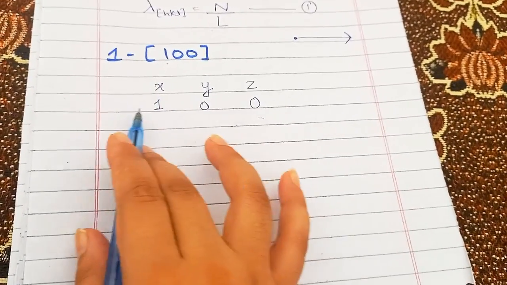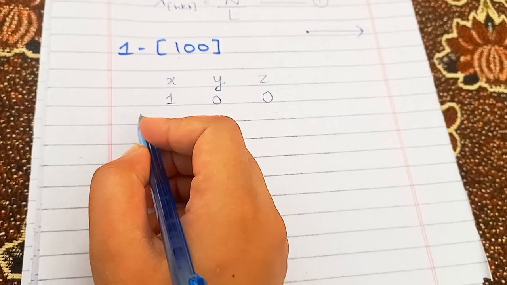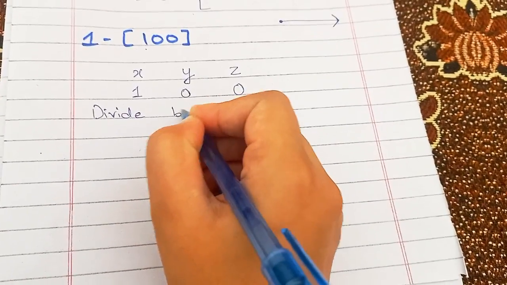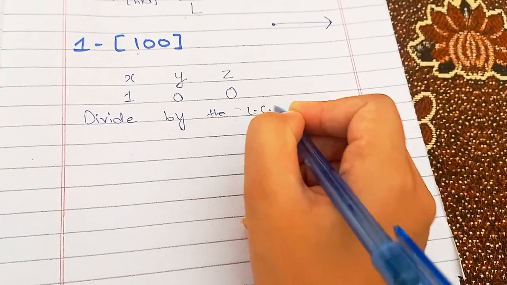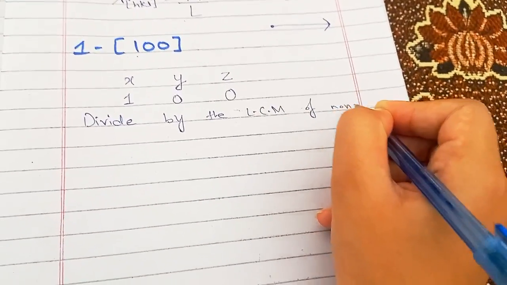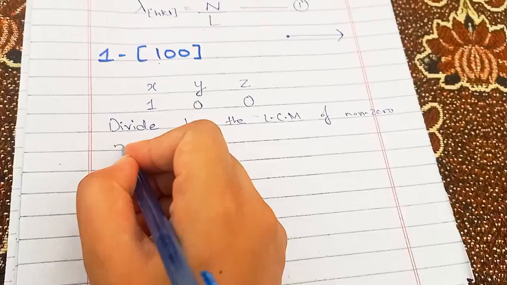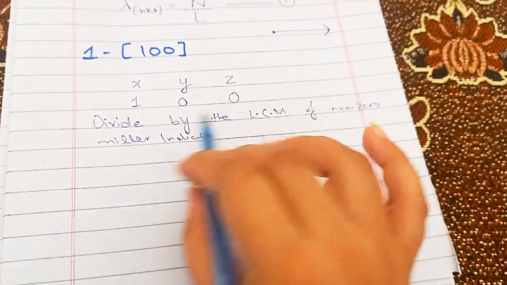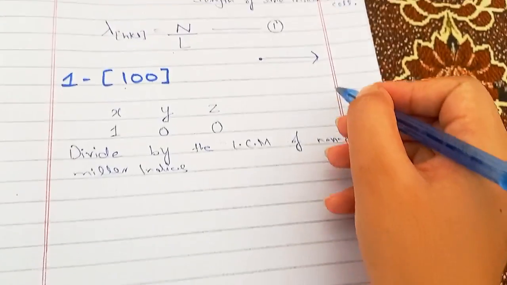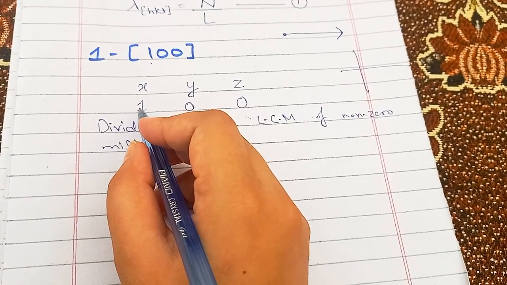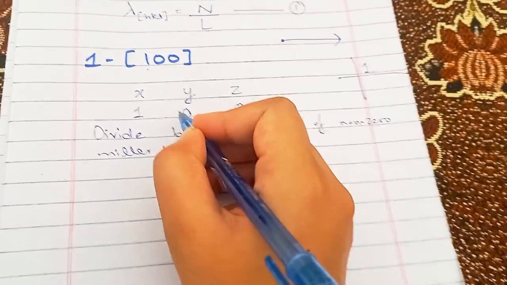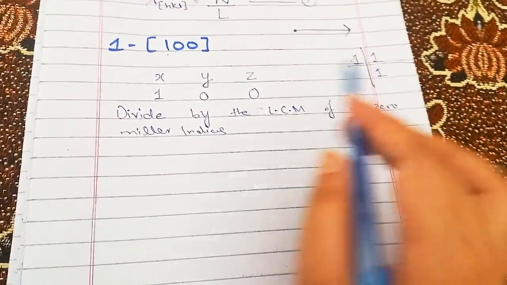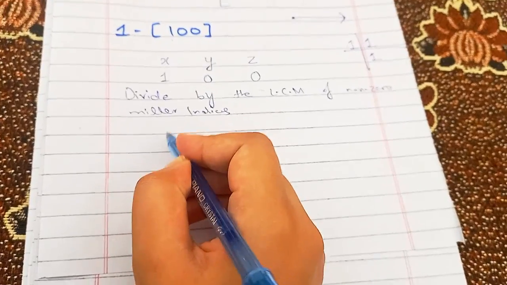After separating them into coordinates, the second step is to divide by the LCM of the non-zero Miller indices. This is something that you can do in rough work as well, because here the non-zero index is 1 only. These are 0, 0, so their LCM will not be taken. So it's simply 1. LCM is 1. We'll divide each of the indices by 1.